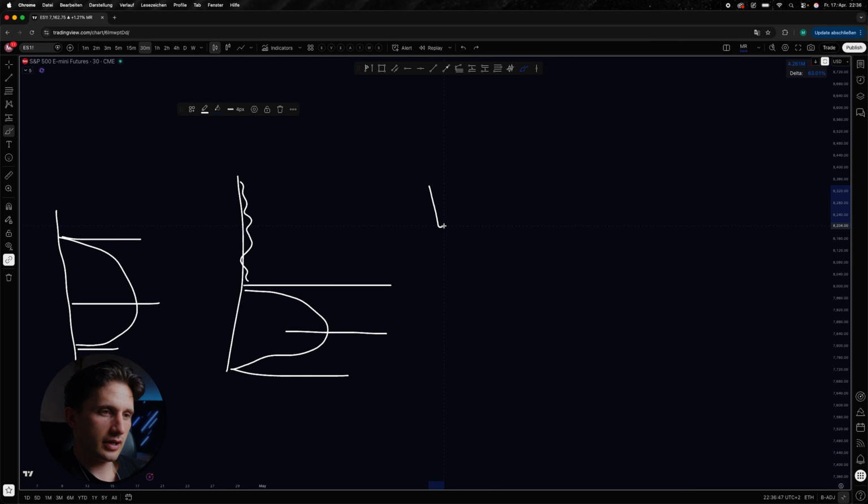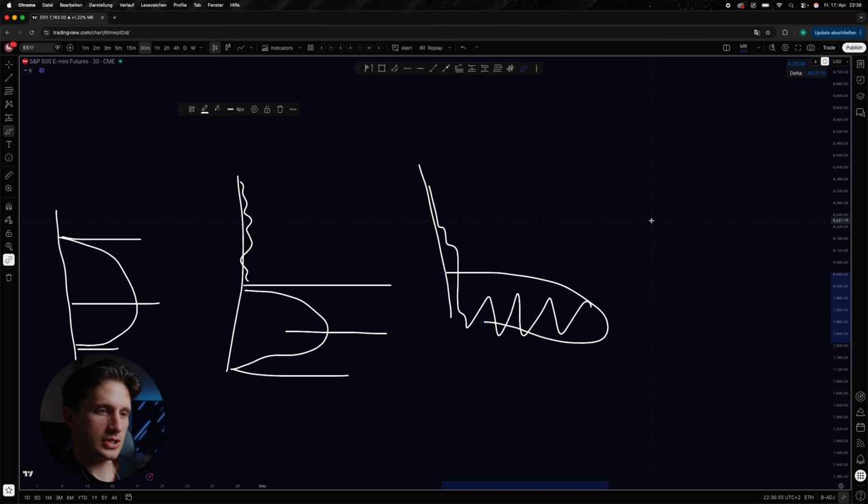So we have a fast move down, right? And then we are ranging. That is why this is then a B-shaped formation. Value area high, value area low.